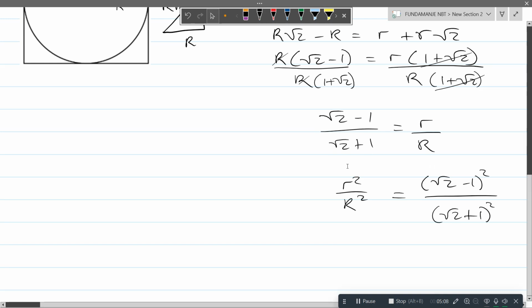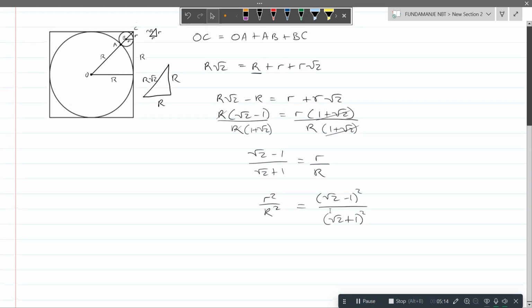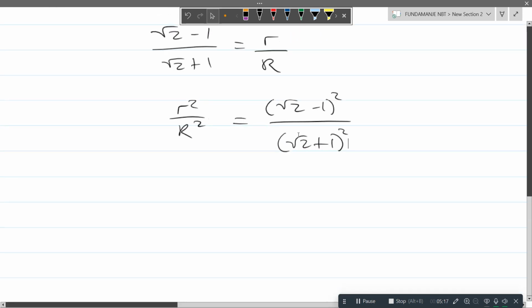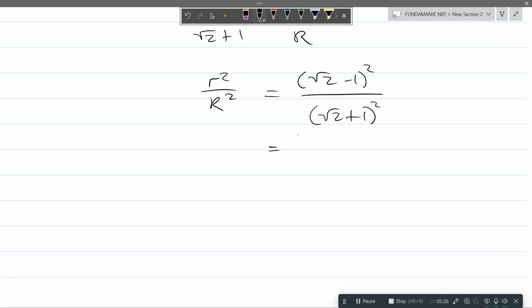Now let's take a look at our options for the answer. So it's not left in this format. We have to simplify it. So we can continue simplifying this until we have something solid. Taking the square of this, root 2 squared is just going to be 2. And then root 2 times minus 1 times 2 is just going to be minus 2 root 2. And then minus 1 squared, that's just going to be plus 1. All over the same thing on this side, except there's a positive, so it's going to be 2 and then plus 2 root 2 and then plus 1.